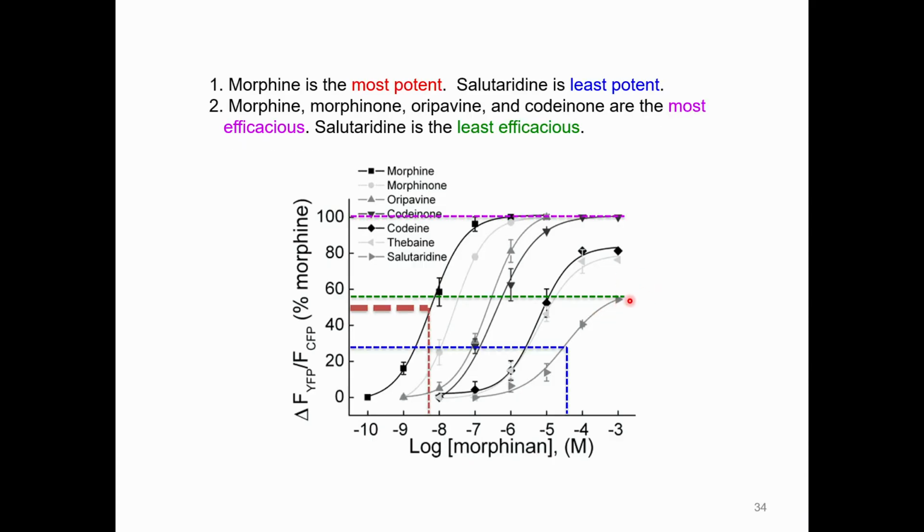So if you look at all these data, morphine is the most potent. You can see that because the curve itself lies farthest to the left.